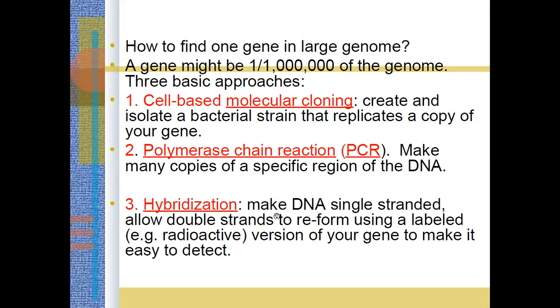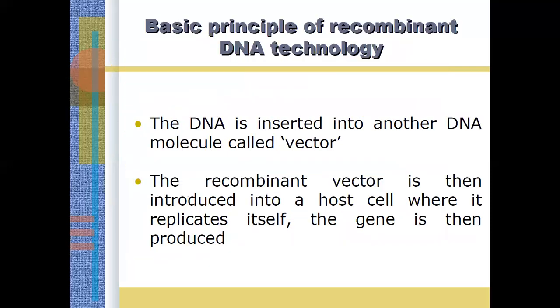Now, hybridization would also help in finding a gene in a large genome. Here, the DNA is first made single-stranded, and then it is allowed to form double-stranded DNA using a labeled version of your gene to make it easy to detect. So a particular strand of DNA is there, then we use a primer, and the complementary DNA or RNA gets attached to the single-stranded DNA. That is studied in the hybridization technique.